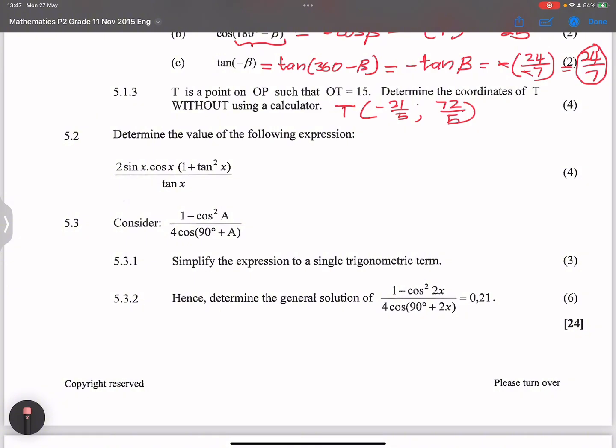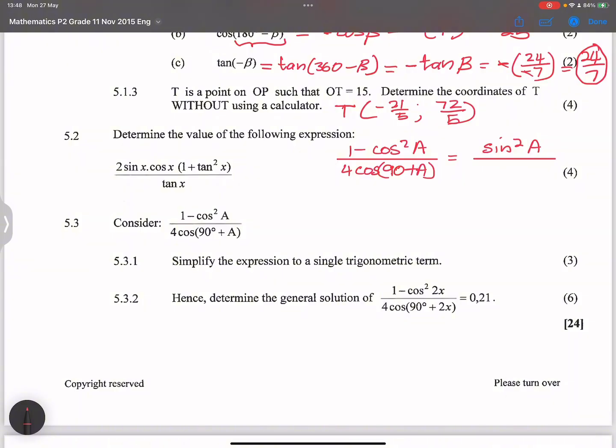So now we've got 1 minus cos squared of a divided by 4 cos of 90 plus a. So 1 minus cos squared of a will give me sine squared of a. We're using our square identity again. And again, if you have not watched my videos on proving identities, please have a look at them. Even though they might say grade 12, it is still relevant for you.